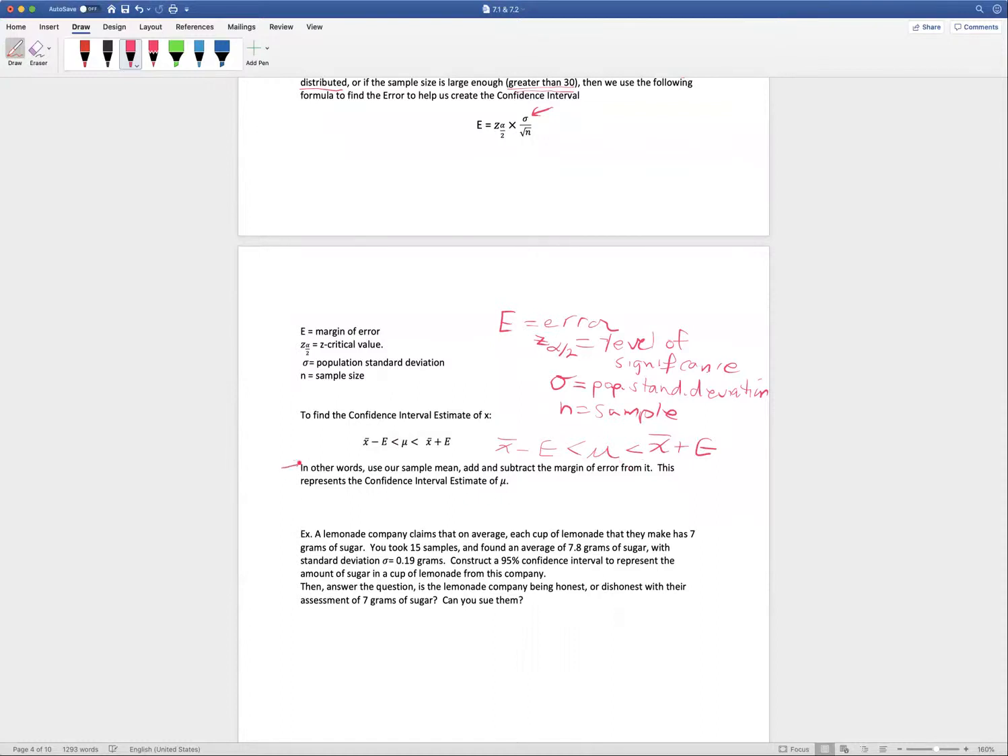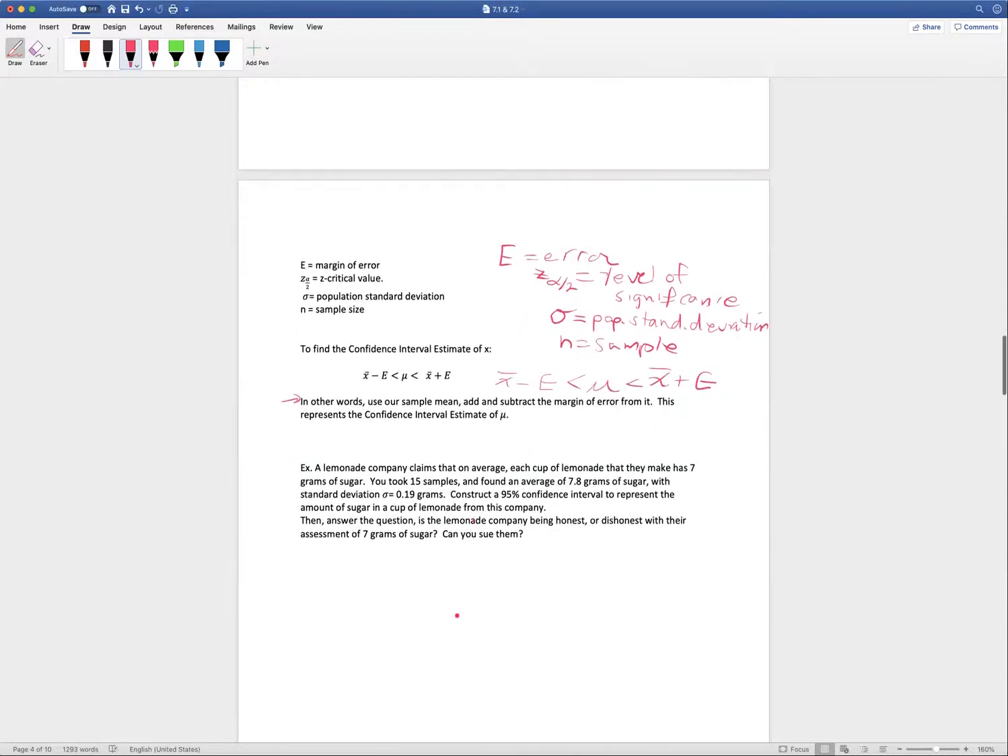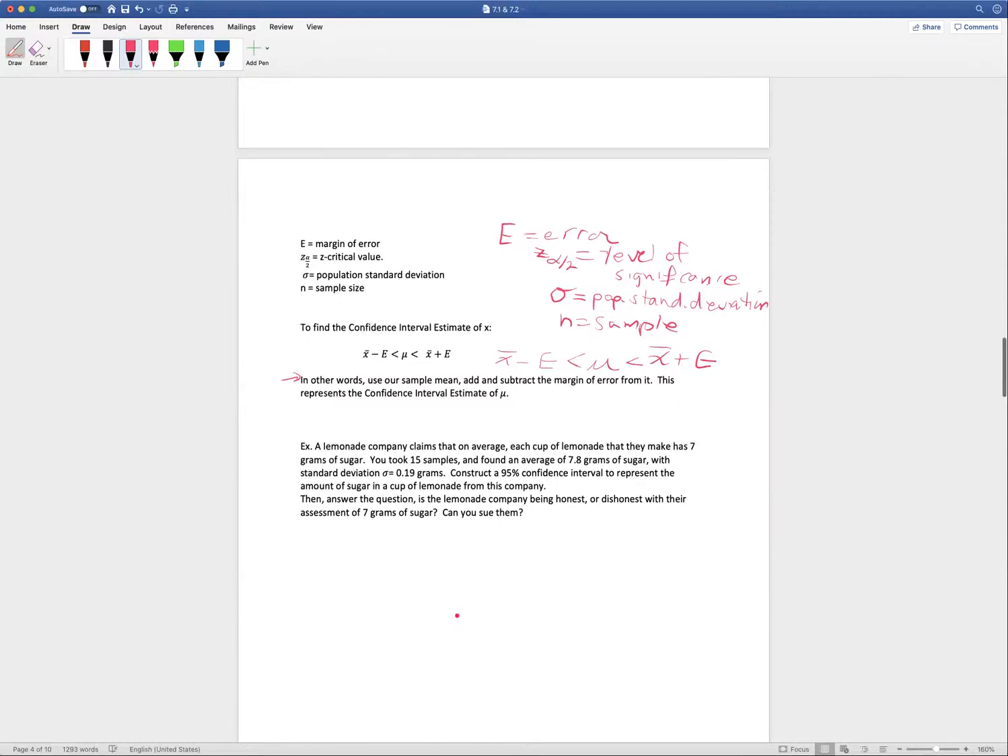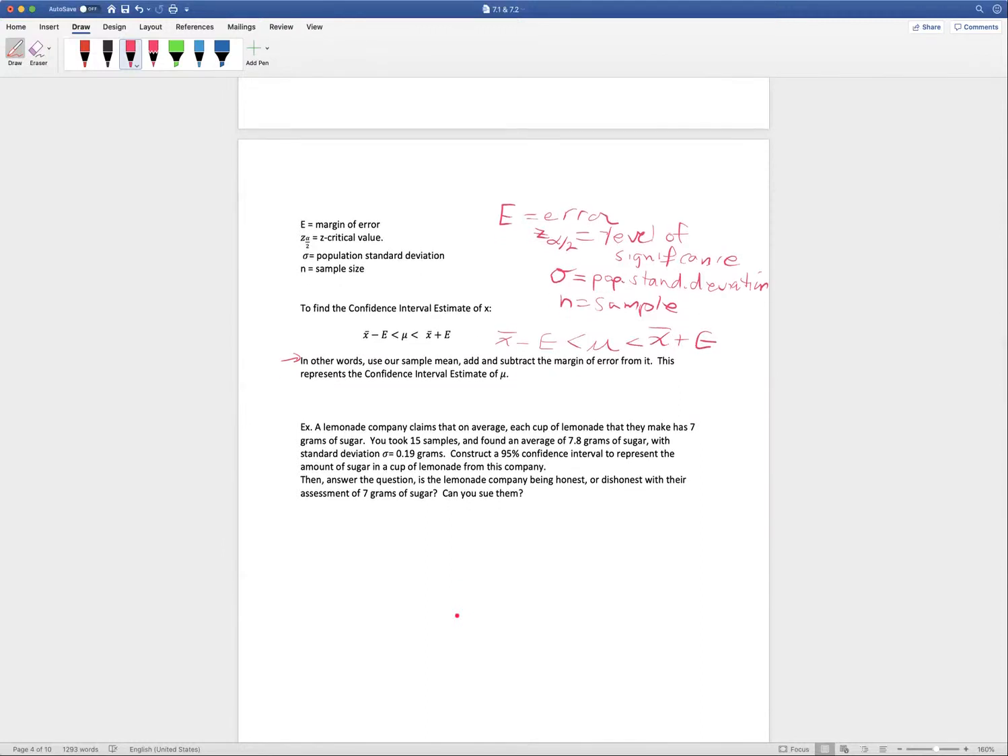In other words, use our sample mean, add or subtract the margin of error from it, and this represents the confidence interval estimate of mu. So let's take a look at this example. A lemonade company claims, on average, that each cup of lemonade they make has 7 grams of sugar.